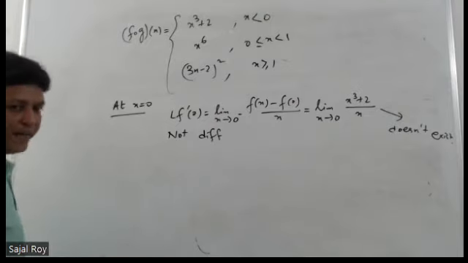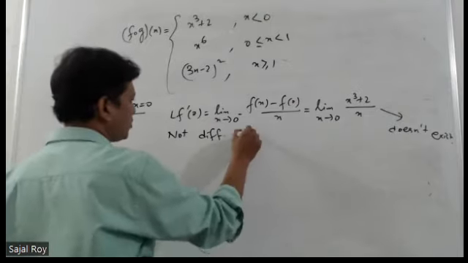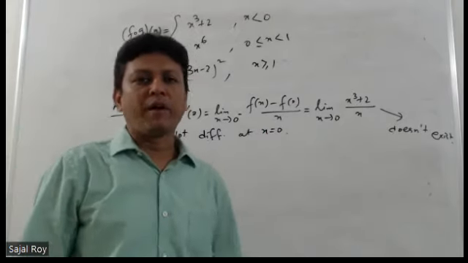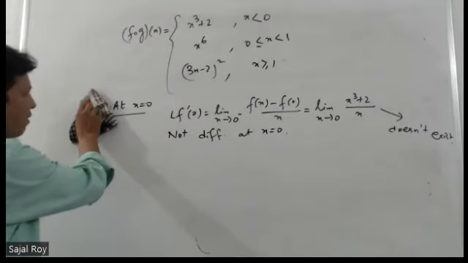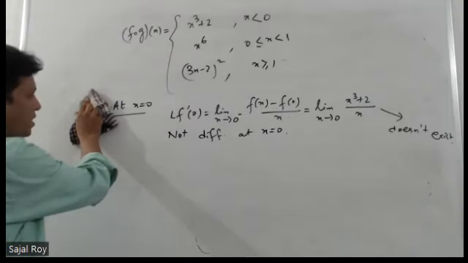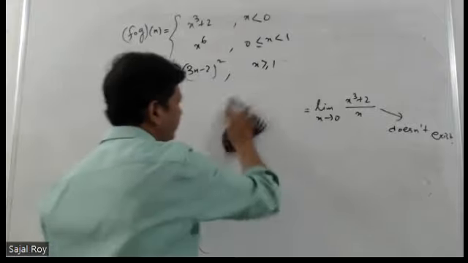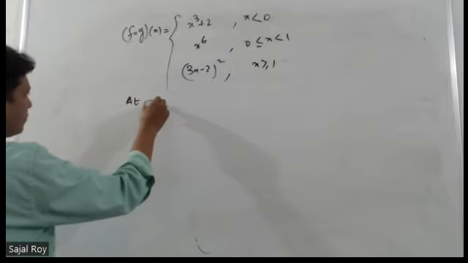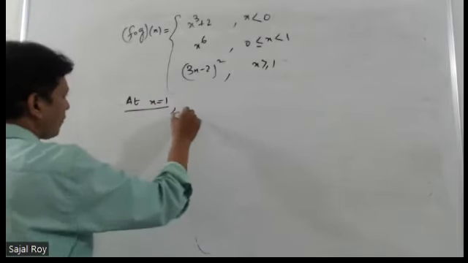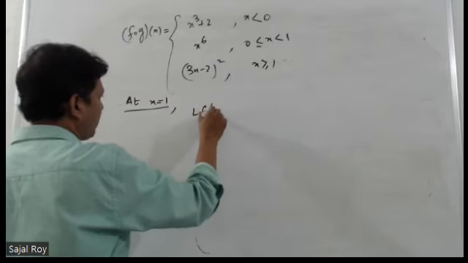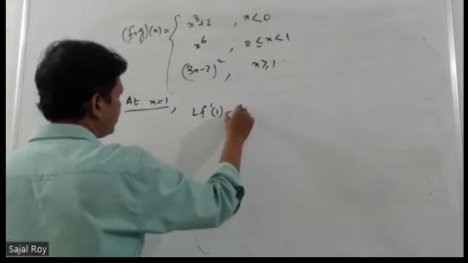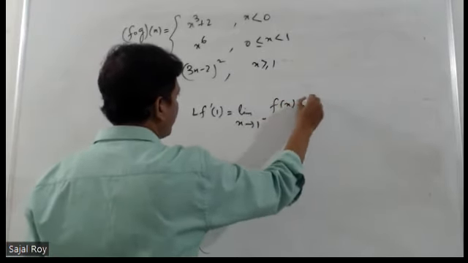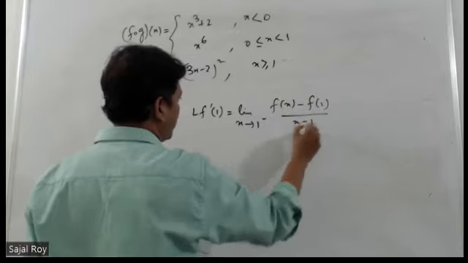No need to calculate the right hand derivative. Not differentiable at x equal to 0. Okay, so no need to calculate the right hand derivative. Let us test at x equal to 1. Left hand derivative at 1. Limit x tends to 1 minus fx minus f1 over x minus 1.